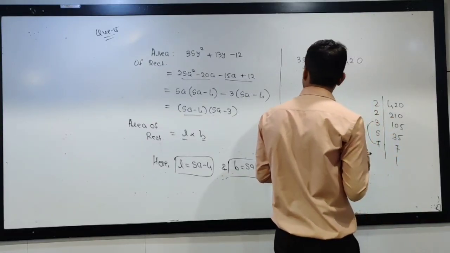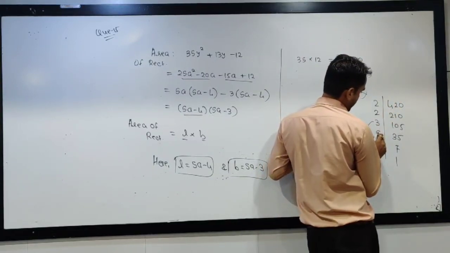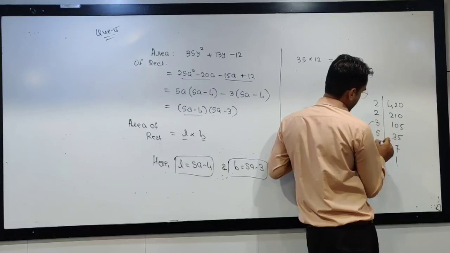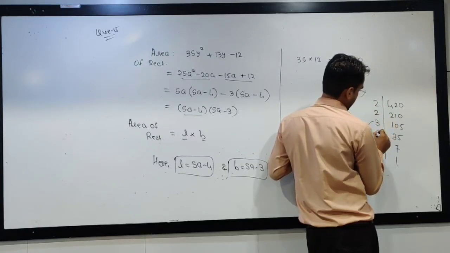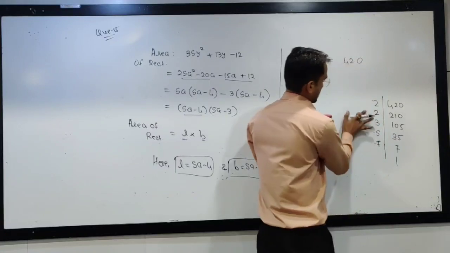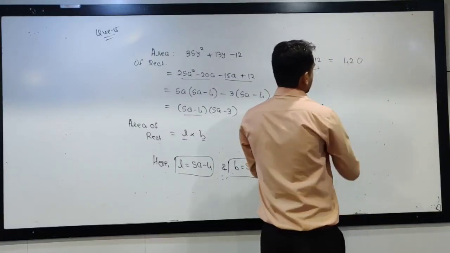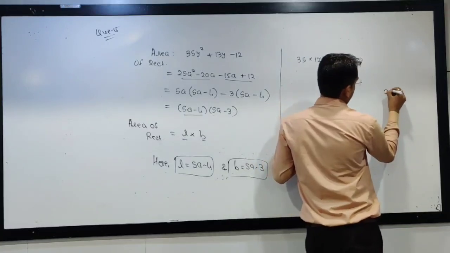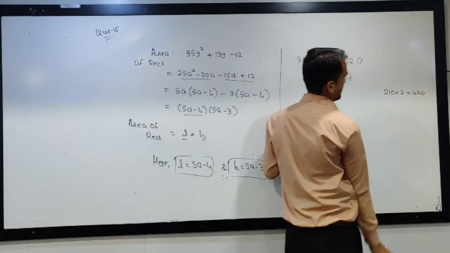20. How will 13 come? 5 2s are 10. 5 2s are 10, 10 2s are 20. This combination will also not work. Okay? See, again I am doing it like this. It will not work with 2. 210 into 2 is 420, not possible.